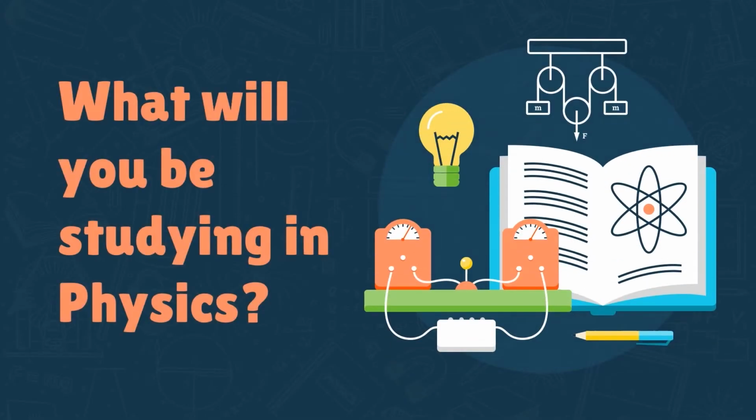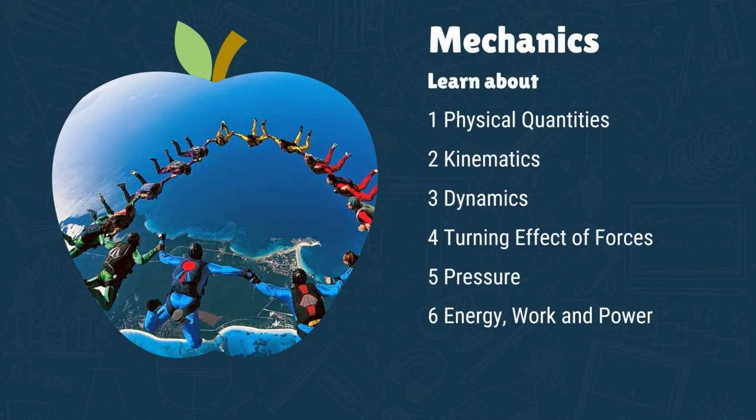Now, I'm very sure that you'll be very interested to know what you'll be covering at Upper Sec Physics. So there are 6 fundamental sections, which comprise mechanics, thermal physics, waves, magnetism and electromagnetism, electricity, and radioactivity. So to start off, we have the first fundamental section, which is mechanics.